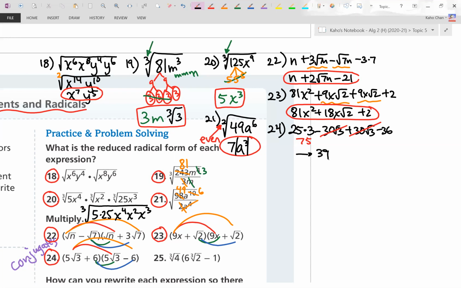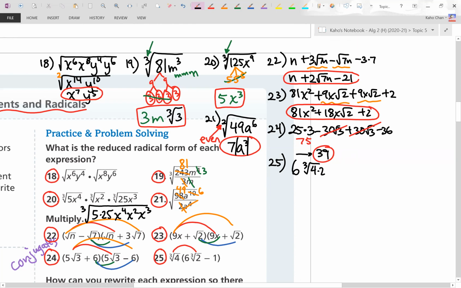Okay. Next problem. What number are we up to? 25. All right. Oh, this is just the distributive property, no big deal. Some weird roots here. Cube root of 4 times 6 cube root of 2. The 6 is on the outside, so leave that alone. And the cube root of 4 and the cube root of 2 is on the inside. Interesting, right there. So that's 4 times 2 on the inside.